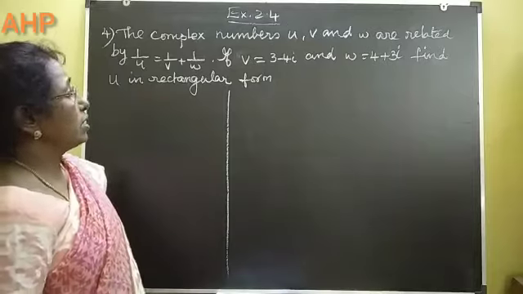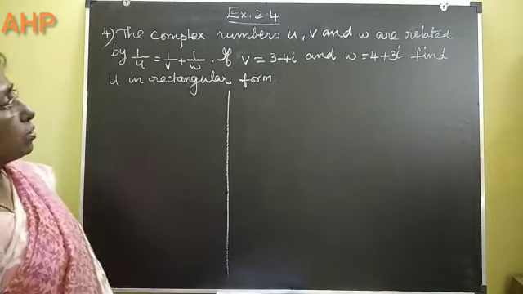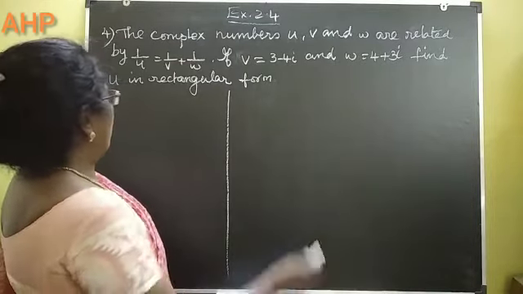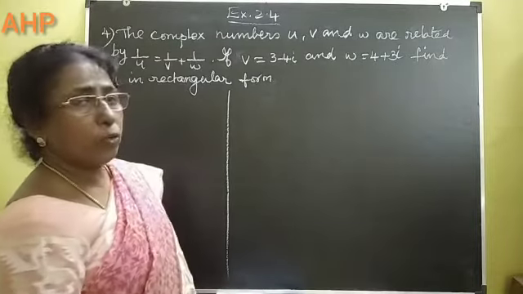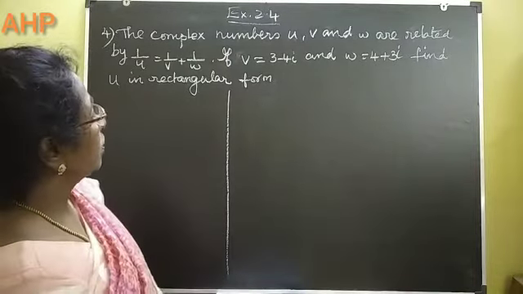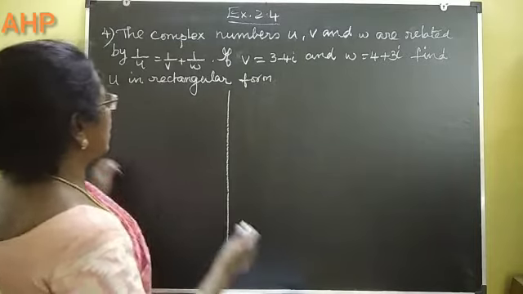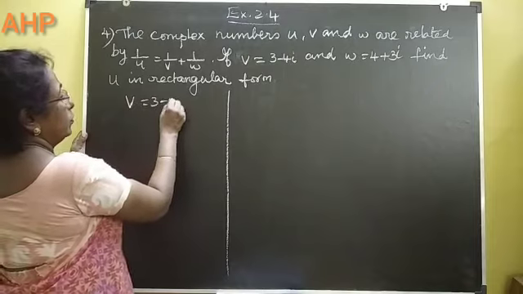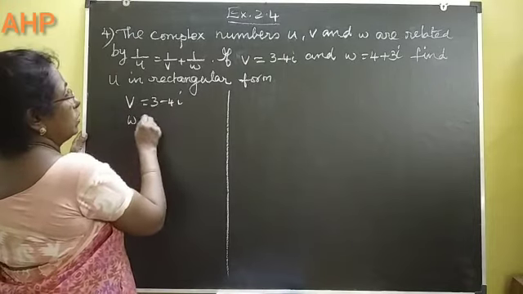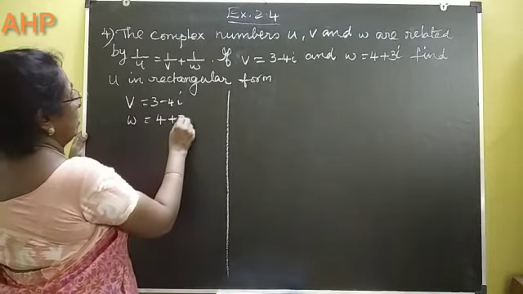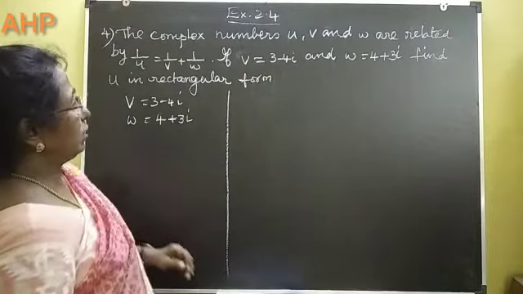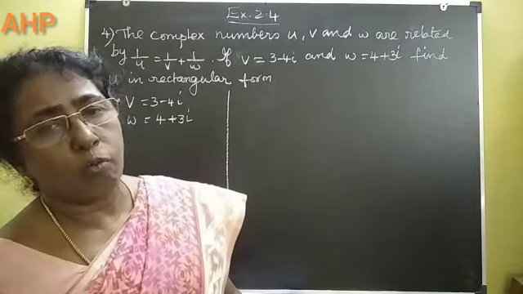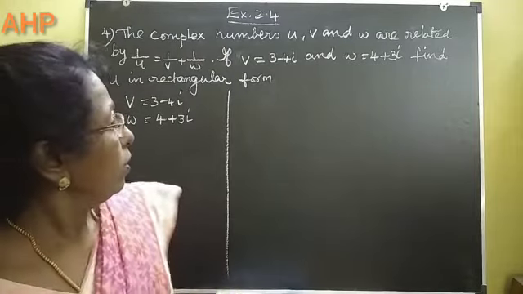The fourth question reads, the complex numbers u, v and w are related by 1 by u equal to 1 by v plus 1 by w. If v is equal to 3 minus 4i and w is equal to 4 plus 3i, write u in rectangular form. We are asked to write u in the form of x plus iy.